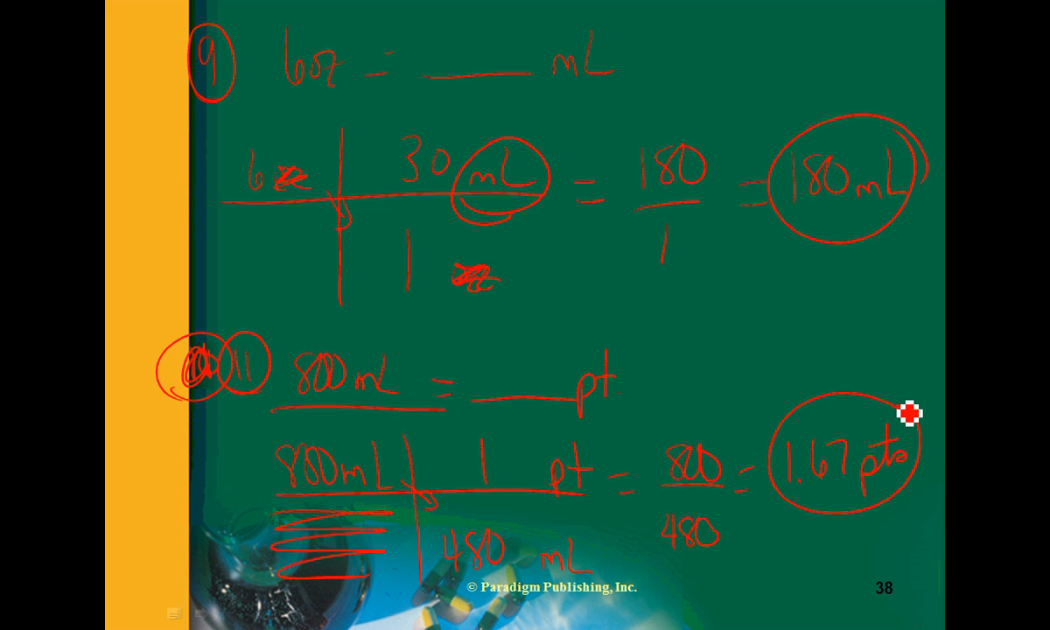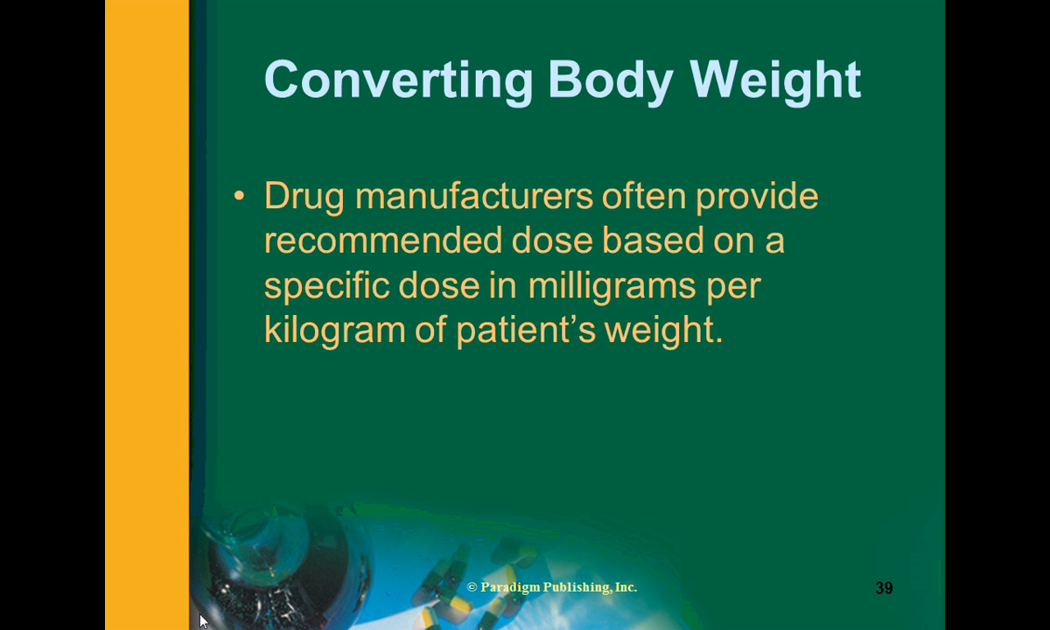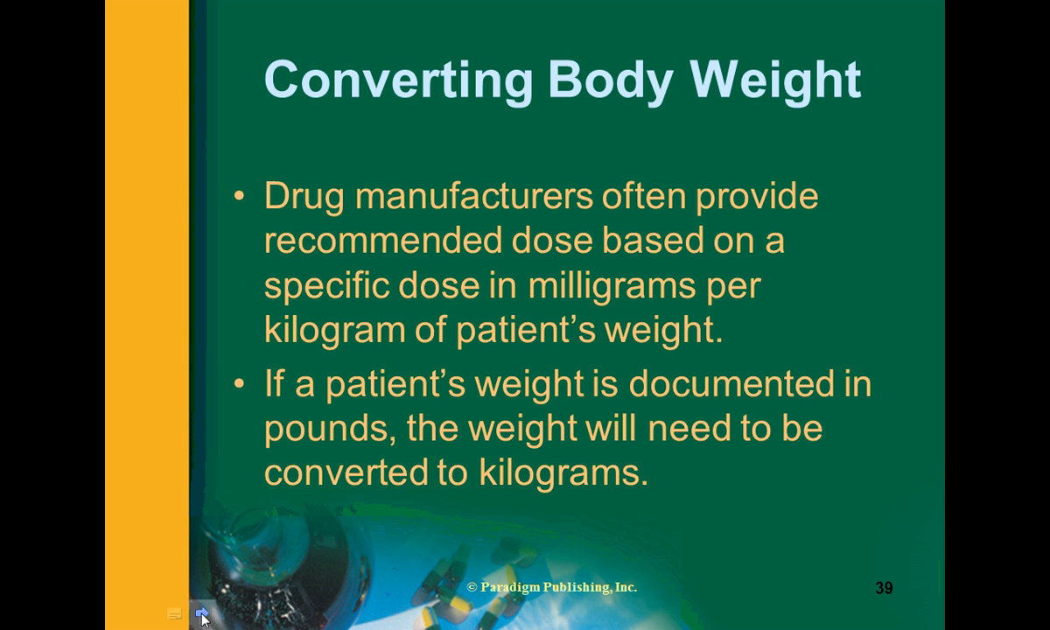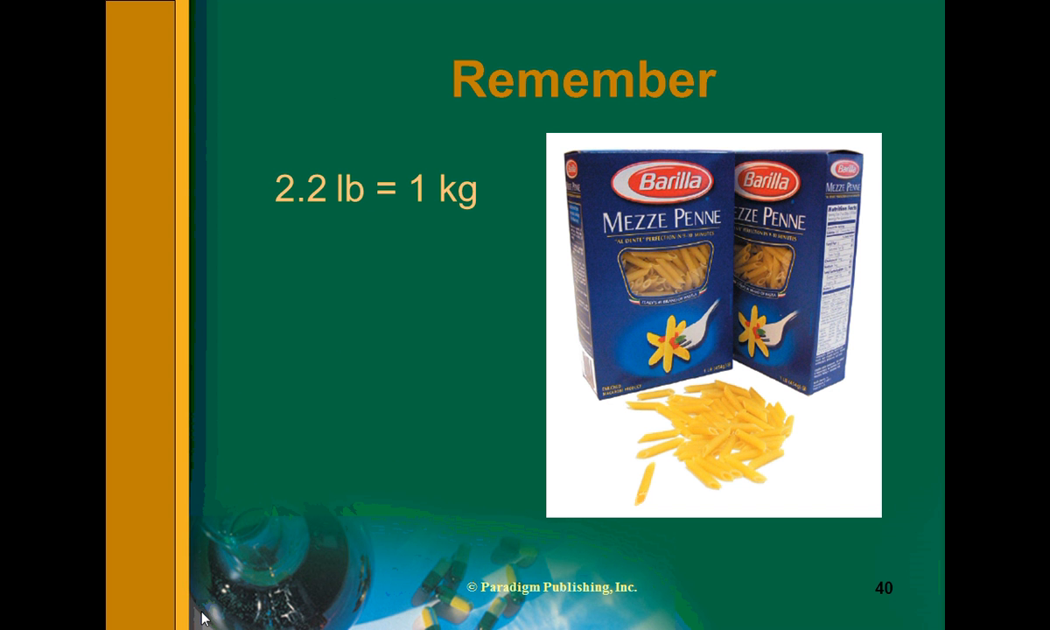Okay, so those are some examples for that. Next we'll go over to converting some body weight. Drug manufacturers often provide a recommended dose based on a specific dose in milligrams per kilogram of the patient's body weight. So if a patient's weight is documented in pounds, the weight will need to be converted to kilograms. Just to give you a visual, you have 2.2 pounds equals 1 kilogram.